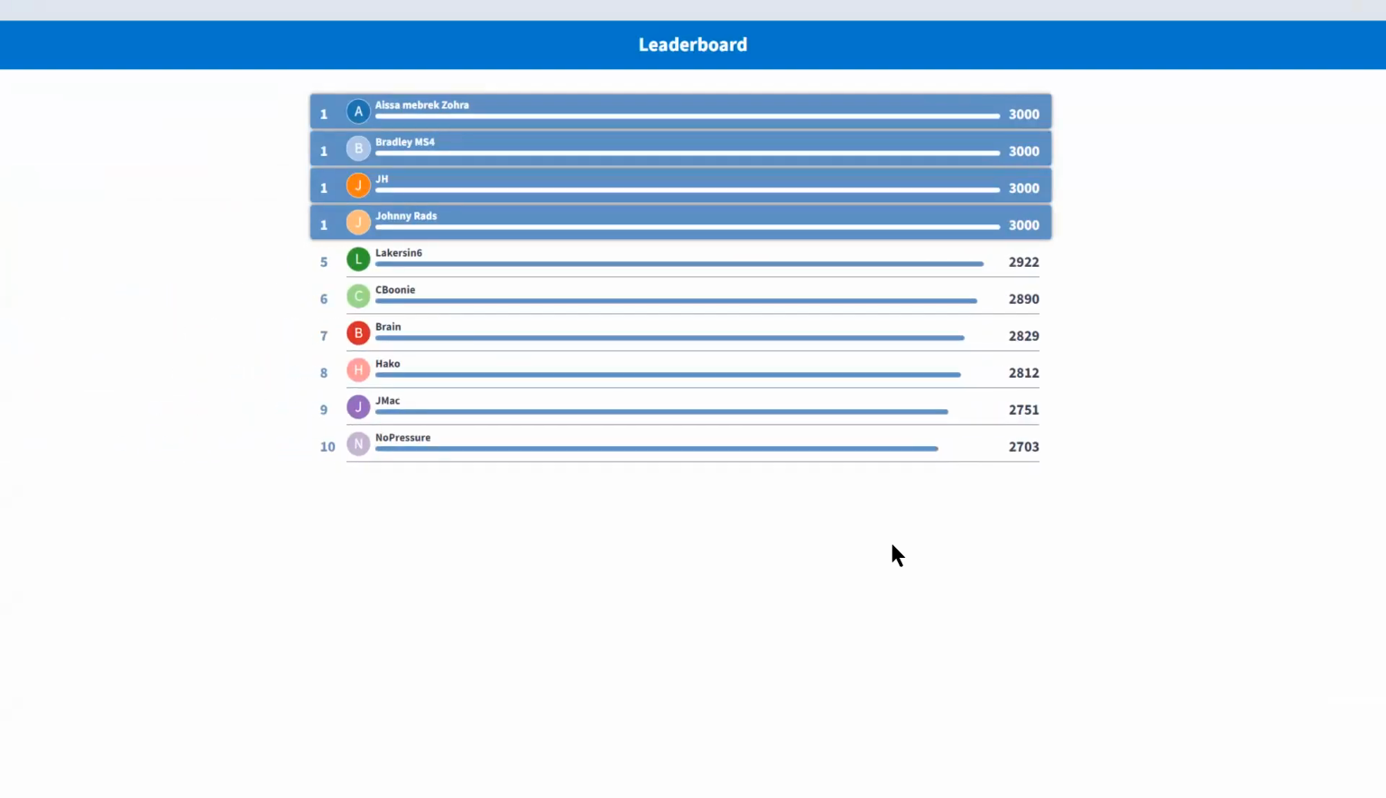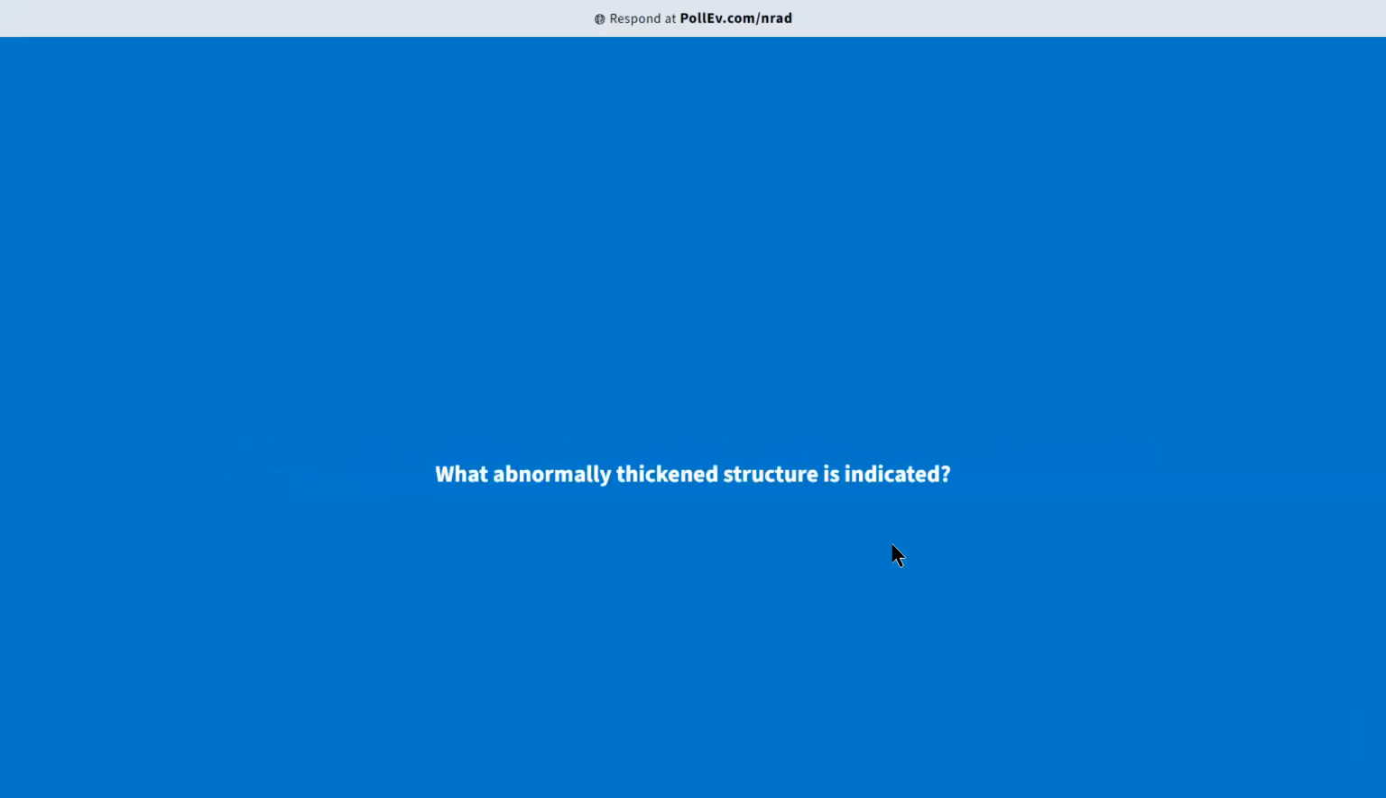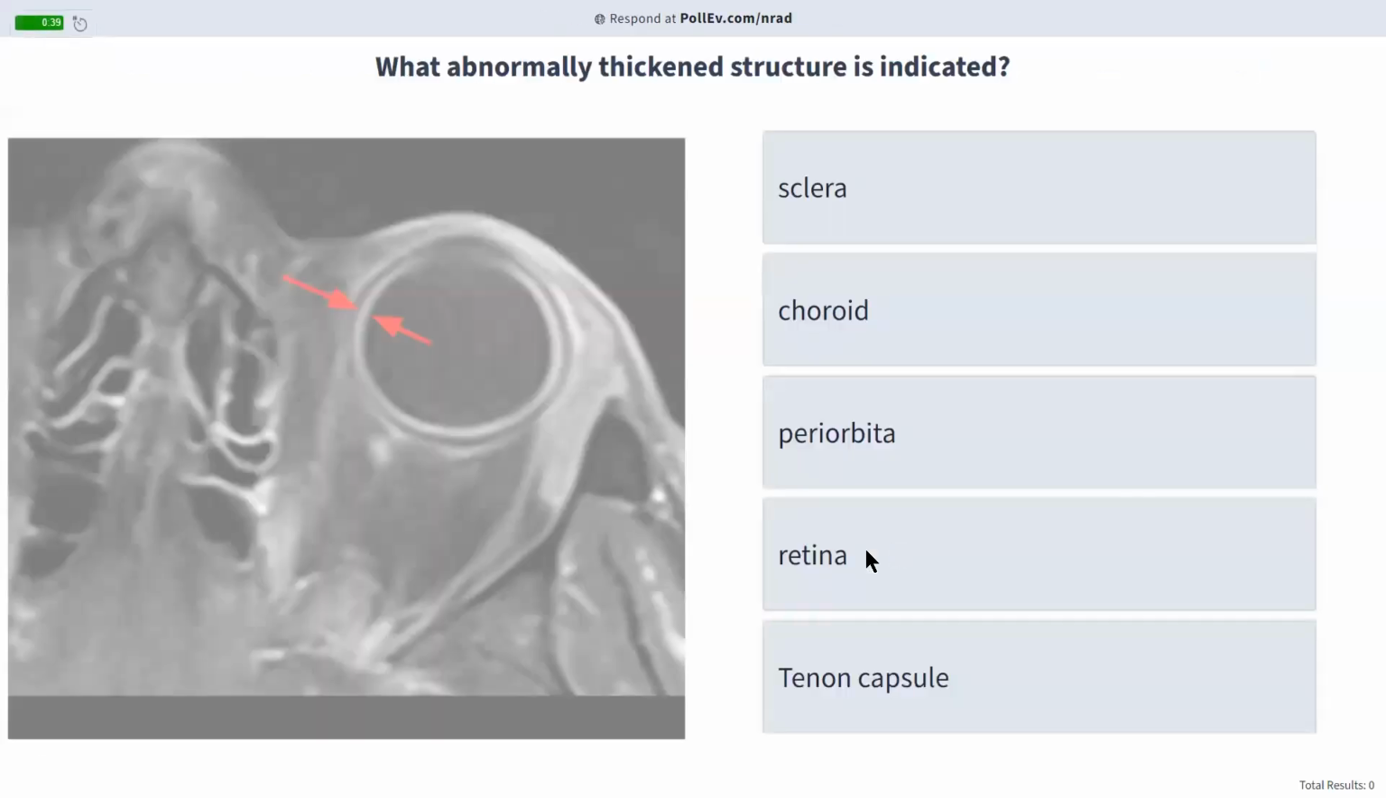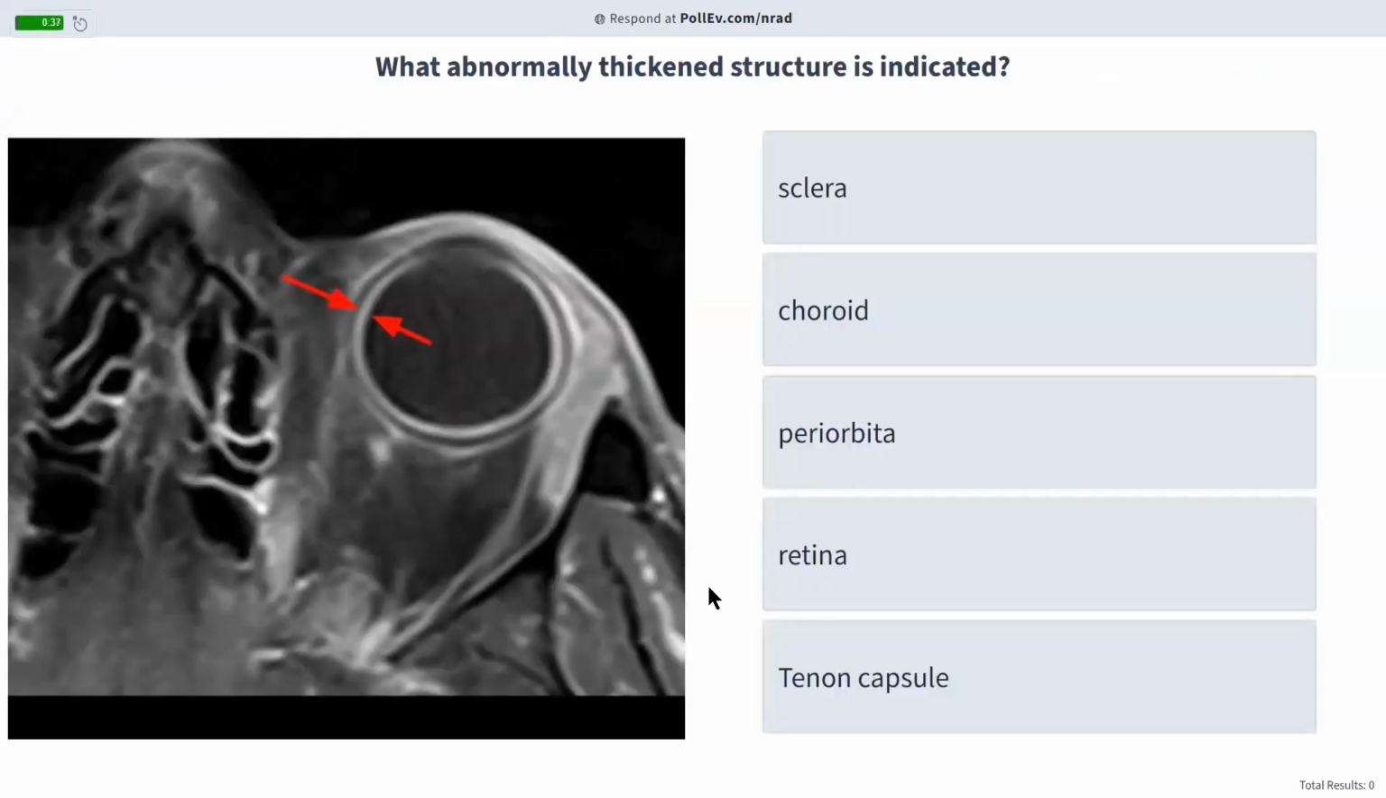All right, first place is tied in a four-way competition. Next question is, what abnormally thickened structure is indicated here? This is a T1 post-contrast fat-suppressed image of the orbit, axial plane.